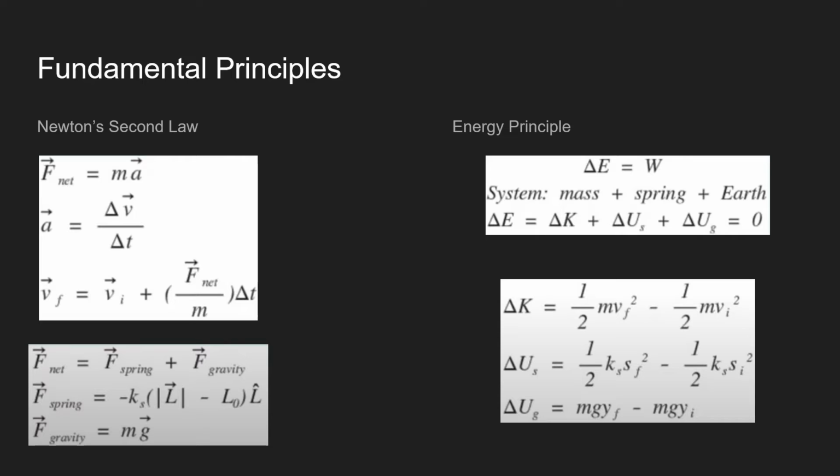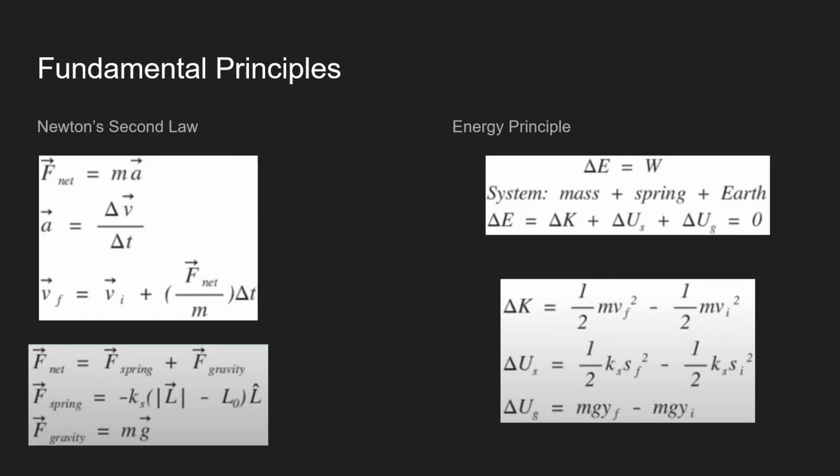Thus, the change of energy in the system is equal to the sum of the change in kinetic energy, which is the energy an object possesses due to its motion, and the change in the potential energy of the spring, which is the stored energy a spring has when it is stretched or compressed. There is also gravitational potential energy, which is the energy that is stored in an object due to the gravitational attraction of the Earth.